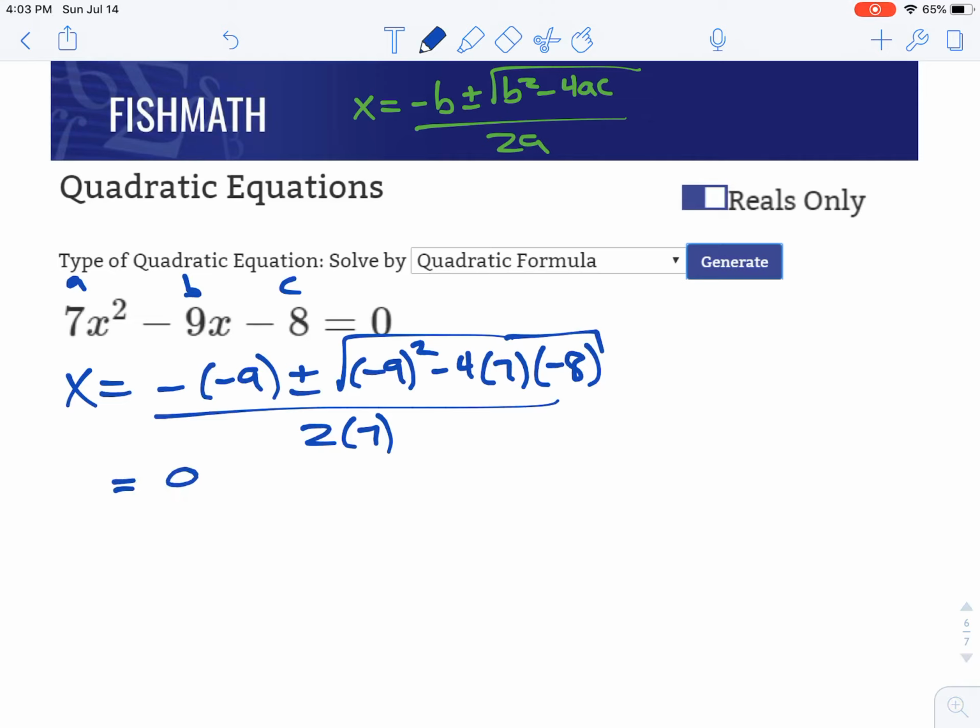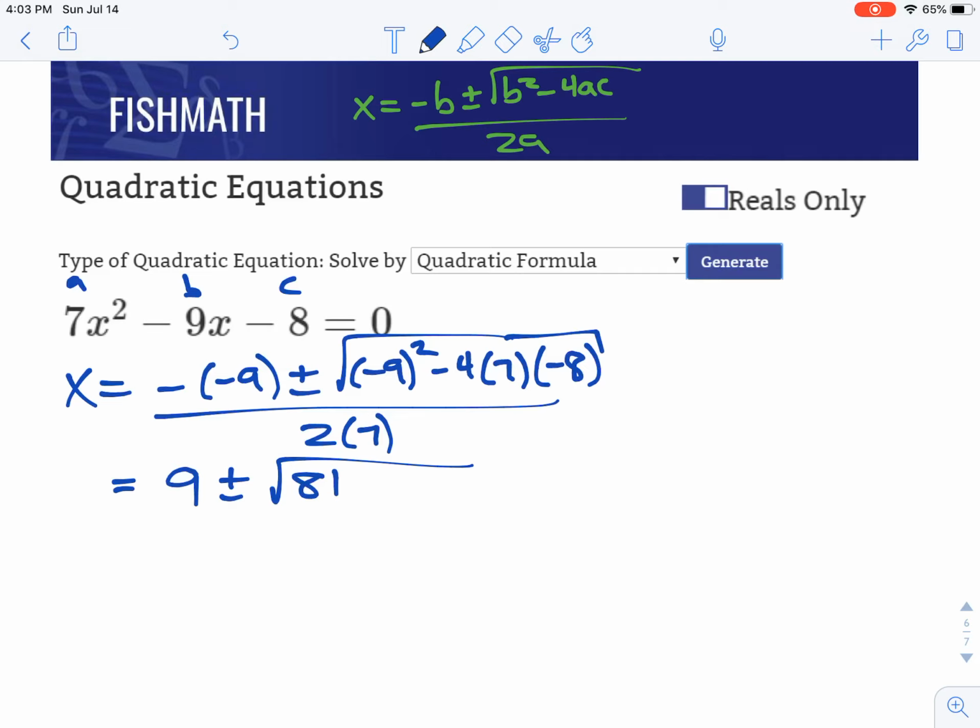This would be 9 plus or minus the square root. What do we got here? Well, this is 81 for negative 9 squared. Make sure you use parentheses when you type this in if you're not sure what that is. Then negative 4 times 7 times negative 8. So we've got to multiply this out here.